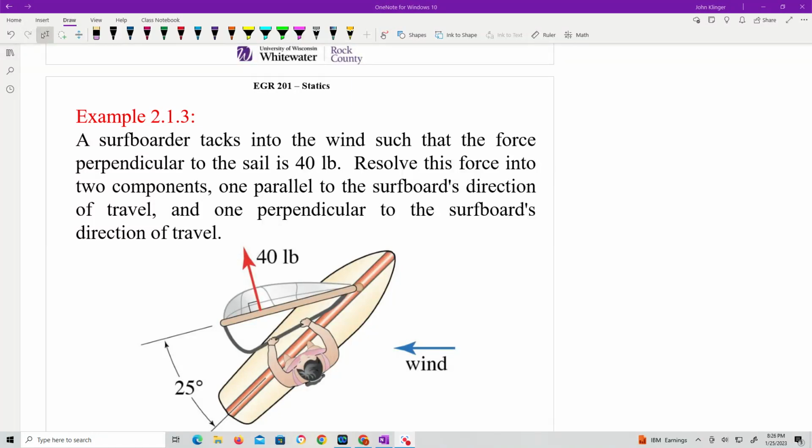So this will be the last example for section 2.1. In this example, we have a surfboarder. He tacks into the wind such that the force perpendicular to the sail is 40 pounds. We're supposed to resolve this force into two components, one parallel to the surfboard's direction of travel and one perpendicular to the surfboard's direction of travel.